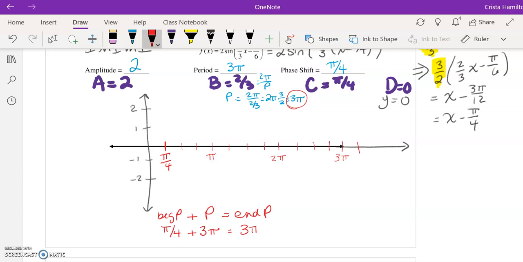3 pi plus pi over 4, which is going to equal, let's do common denominators. It would be 12 pi over 4 plus pi over 4, which is 13 pi over 4. So that is going to be one of the key points. So let's change colors here for these key points and kind of highlight them.